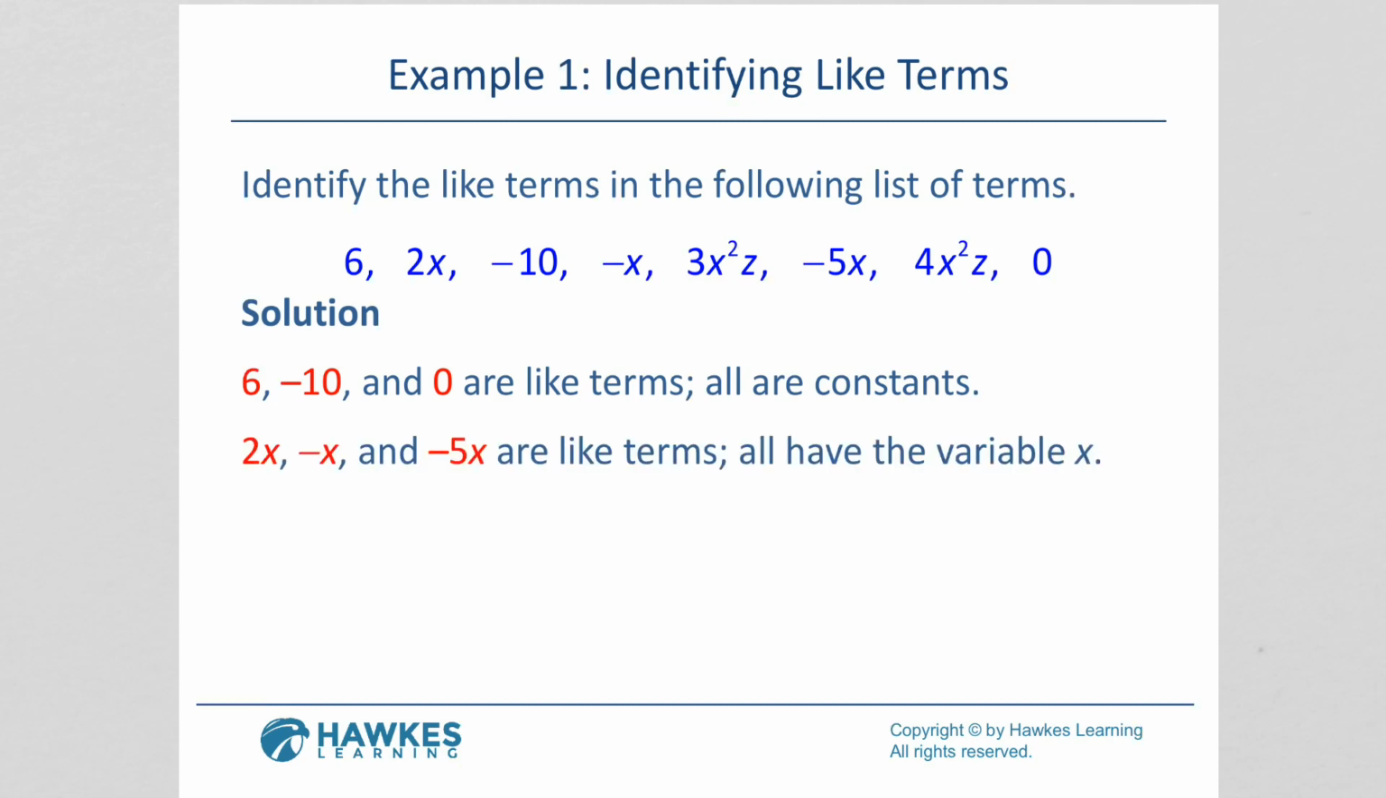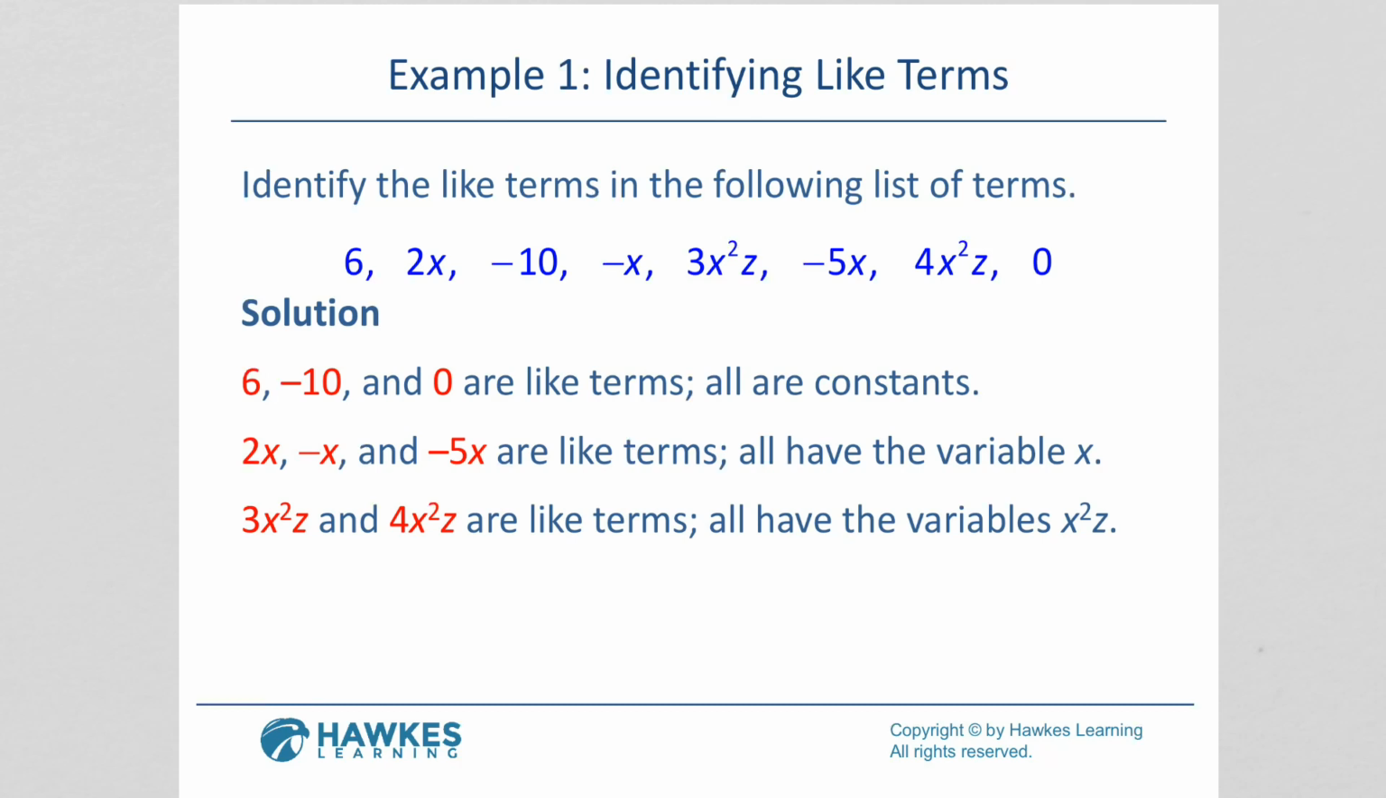2x, -x, and -5x are like terms. All have the variable x. 3x squared z and 4x squared z are like terms. All have the variables x squared z.